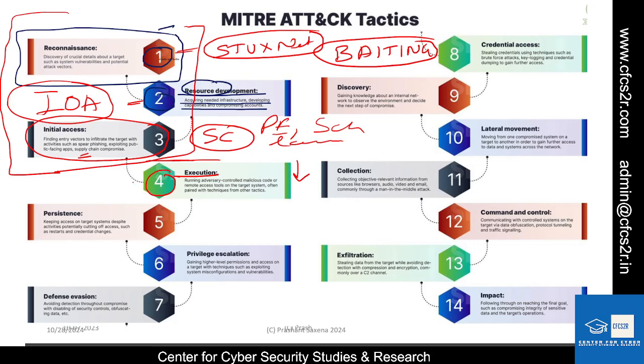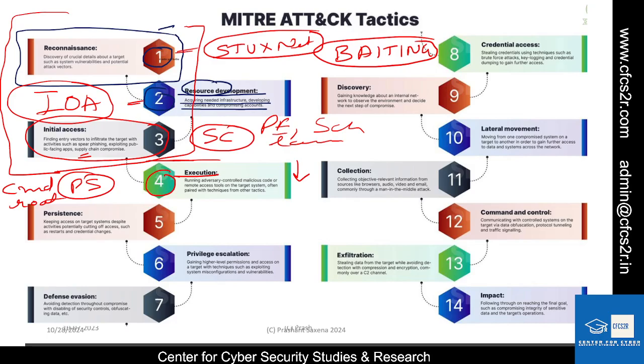In step 4, the adversary is running certain scripts. He can use your command prompt, your root, or your PowerShell to run any script. Running adversary-controlled malicious code, or running an entire tool on the target system, is basically part of execution in the MITRE ATT&CK framework. So these are the different steps that the framework uses.